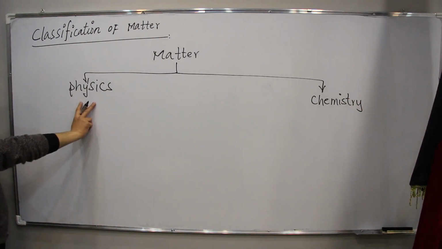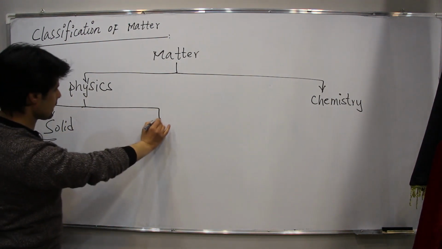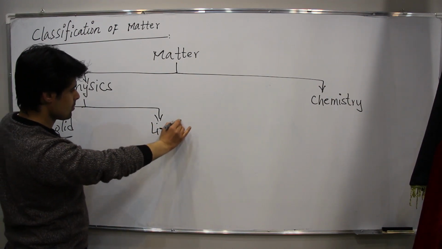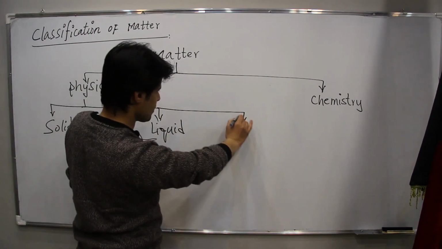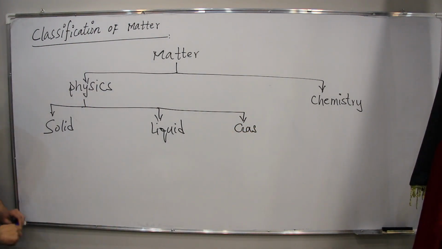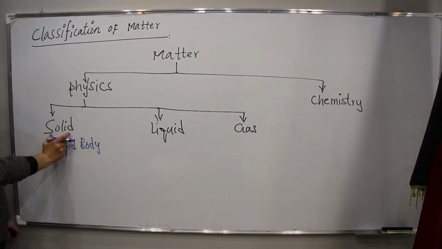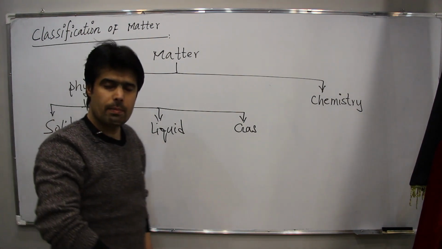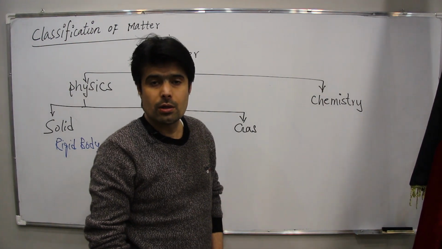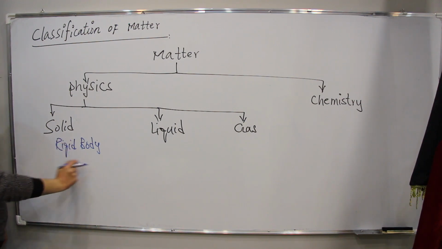According to physics, matter has three states. One, solid. Second, liquid. And number three, gases. Whenever you're talking about the solid, another name for this one is rigid body. It means in solid, by applying a small amount of force, the molecules or atoms cannot be compressed.